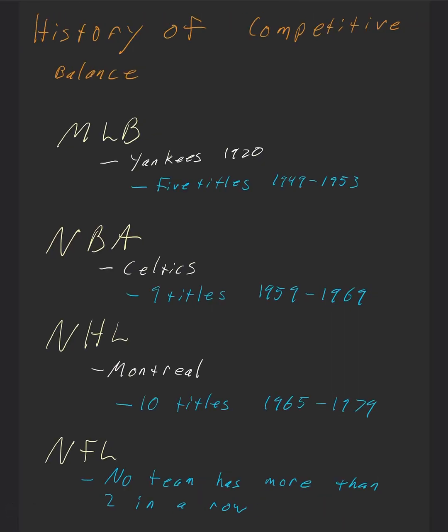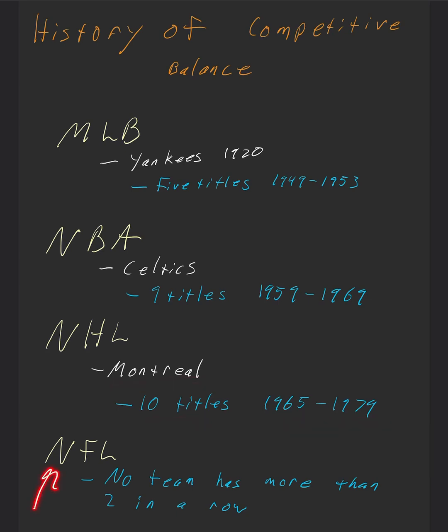So what then has the history of competitive balance looked like? Well, in the MLB, we saw, of course, before the 1950s, but there's also the 1920s Yankees. And then you've got the Yankees in the late 40s and early 50s who win five straight titles between '49 and '53. In the NBA, there's a similar case with the Celtics who win 9 titles between '59 and '69. In the NHL, it was Montreal winning 10 titles between '65 and '79.